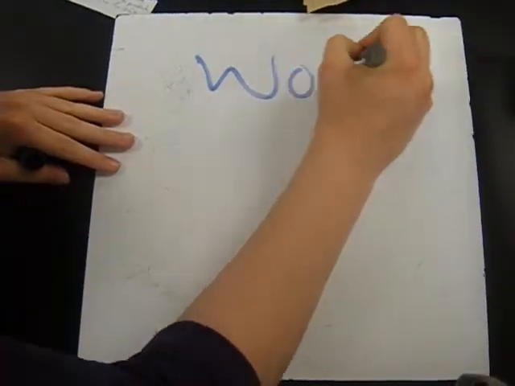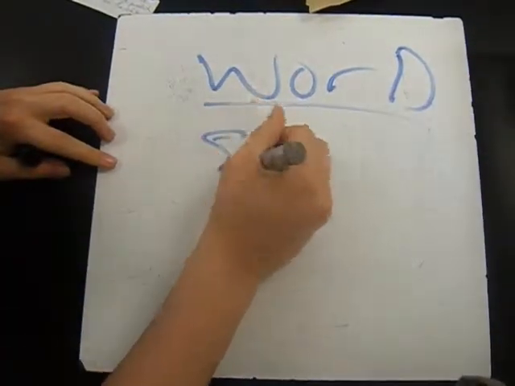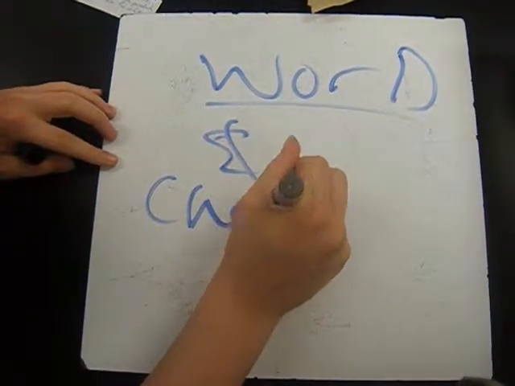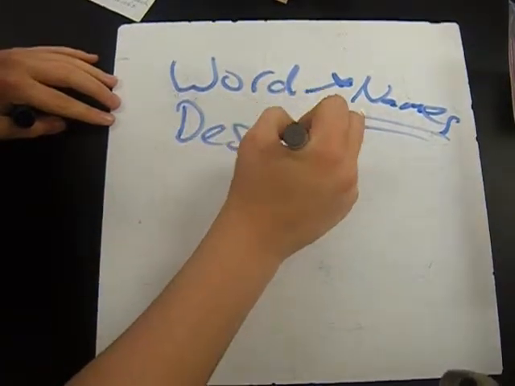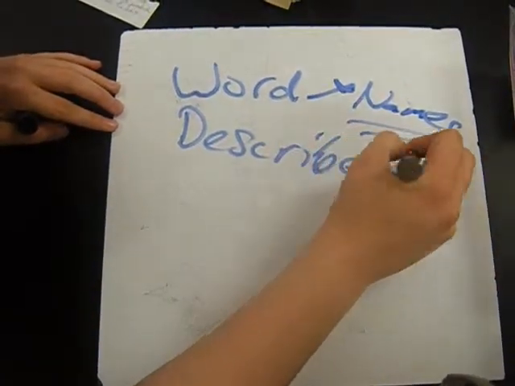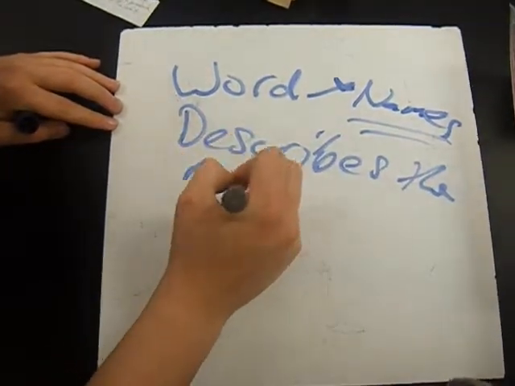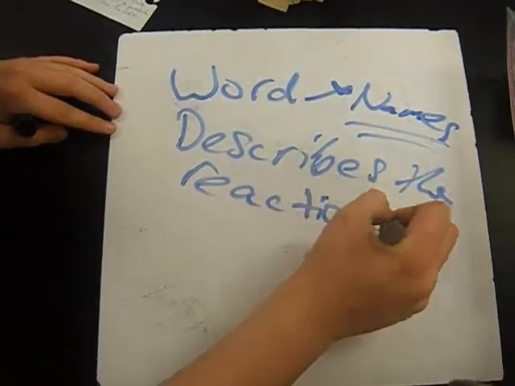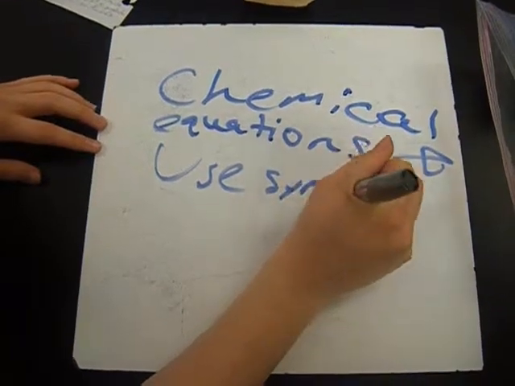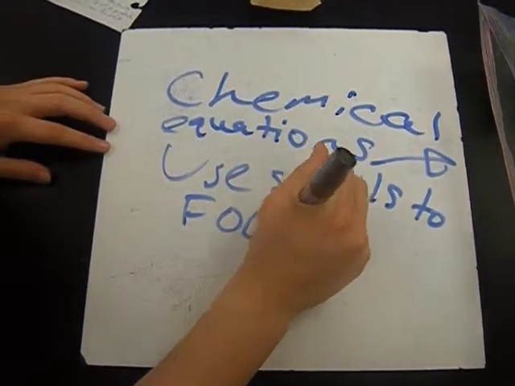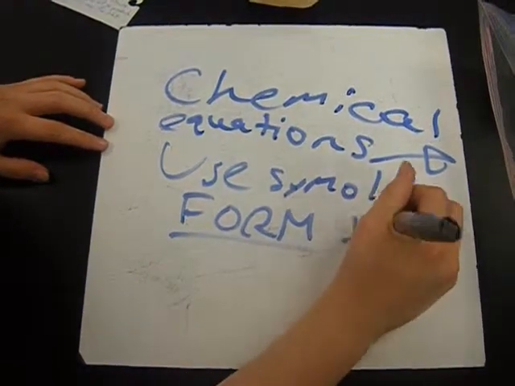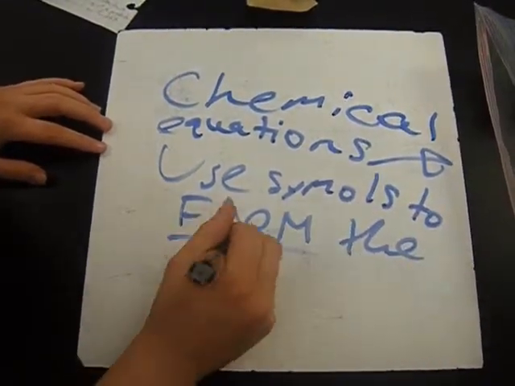First of all, there are two types of equations: word equations and chemical equations. Word equations describe the reactions by using the names of the chemicals and the reactants. Chemical equations, also known as formulae, use symbols to show the reactions. These are usually balanced, which I will explain later.